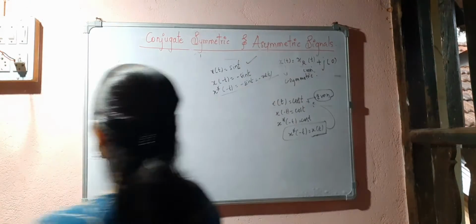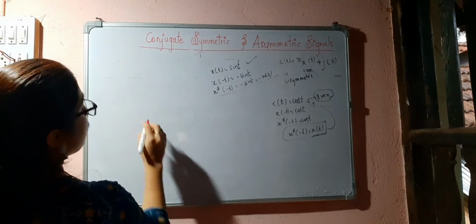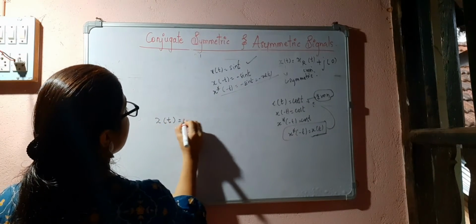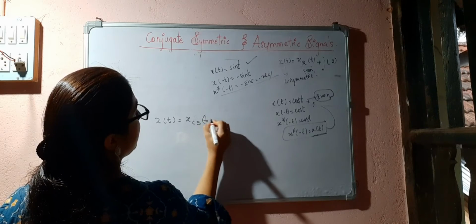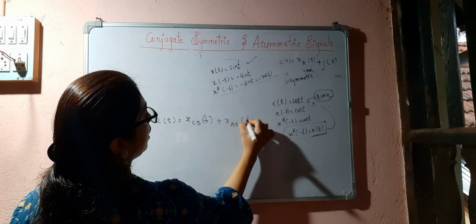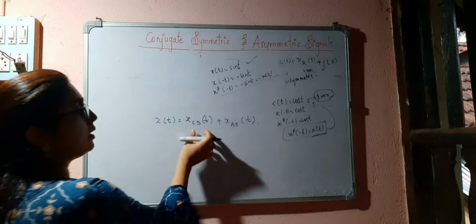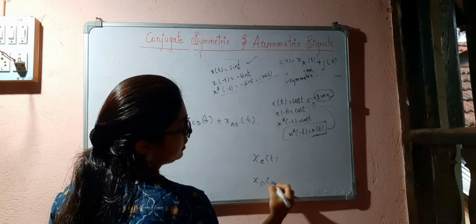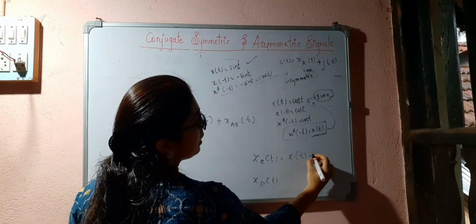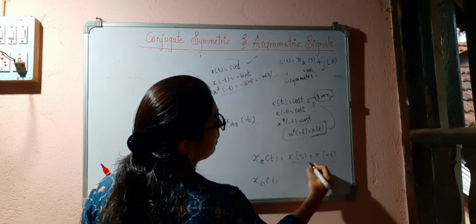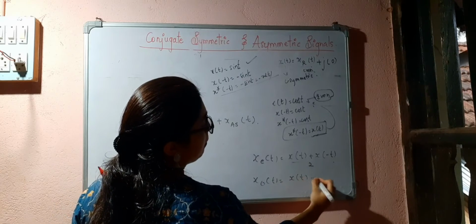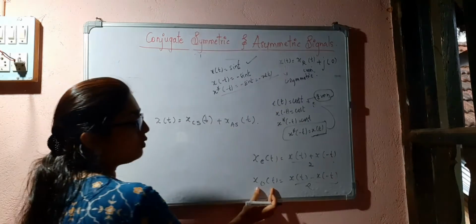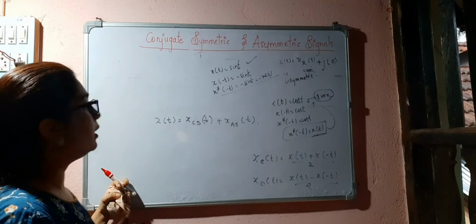Okay, so now for the signal x of t, I can find it out. X of t, we know the conjugate symmetric part and the conjugate asymmetric part. Now we can find these parts separately as we were finding the even part and the odd part of the signal. This was x of t plus x of minus t divided by 2. This was x of t minus x of minus t, this got divided by 2. So this was the odd part of the signal. This was the even part of the signal.